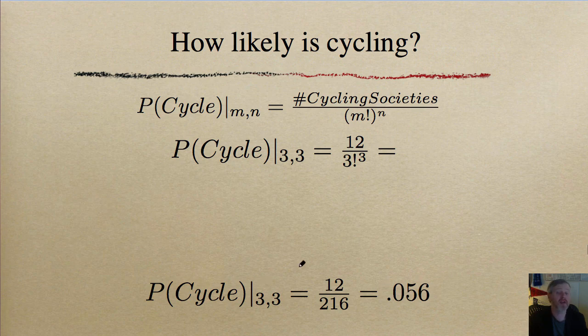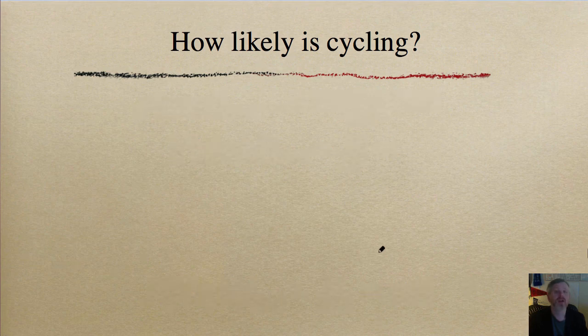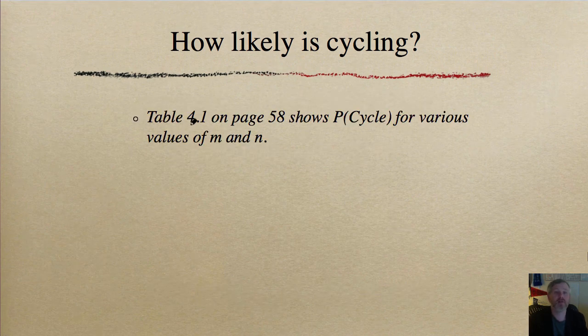So the probability of a vote cycle with 3 alternatives and 3 voters is 0.056. It's a really, really low probability. All right, it's a 5.6% chance. It's really low. And then if you look at table 4.1 on page 58, it shows the probability of a vote cycle for all sorts of values of m and n.